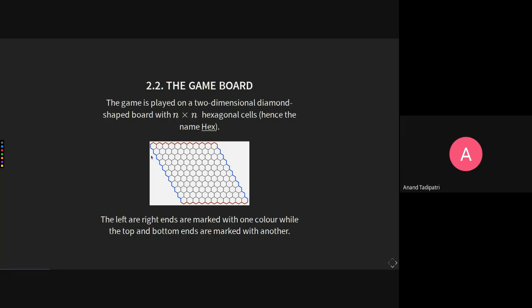So you have this grid over here, an n by n grid filled with hexagons. That's why the game is called Hex. And over here on the top, the hexagons are lined with red, and likewise at the bottom. And on the left, you have a bunch of blue hexagons on the border, or blue borders. And on the right, you have a bunch of blue borders as well.